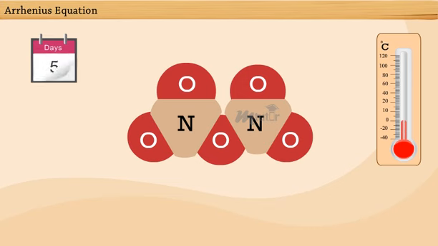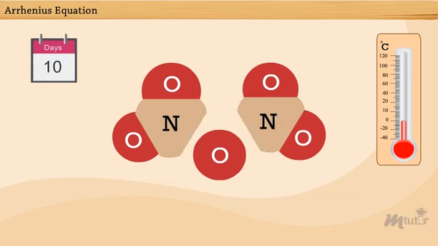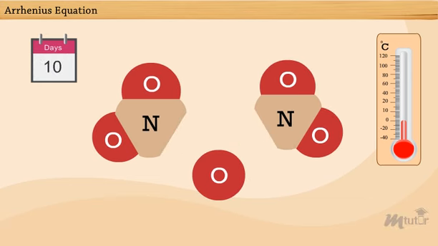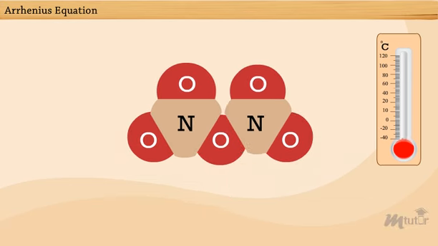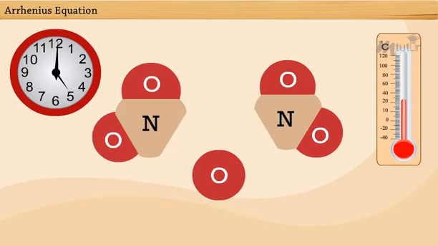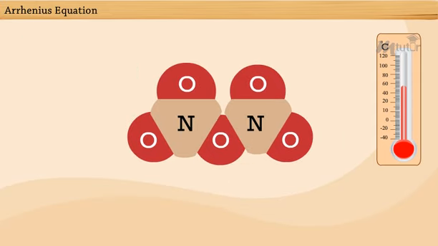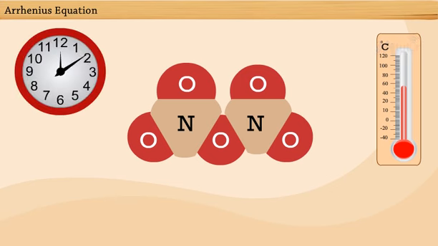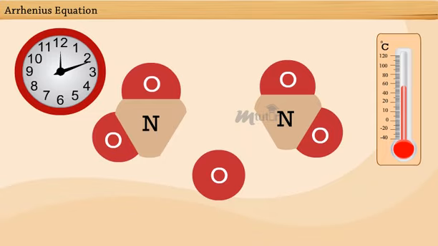Let's see another example. At 0 degrees Celsius, nitrogen pentoxide takes 10 days to decompose half of its original amount. But at 25 degrees Celsius, nitrogen pentoxide takes only 5 hours for the same amount of decomposition. And at 50 degrees Celsius, it takes only 12 minutes for the same amount of decomposition.